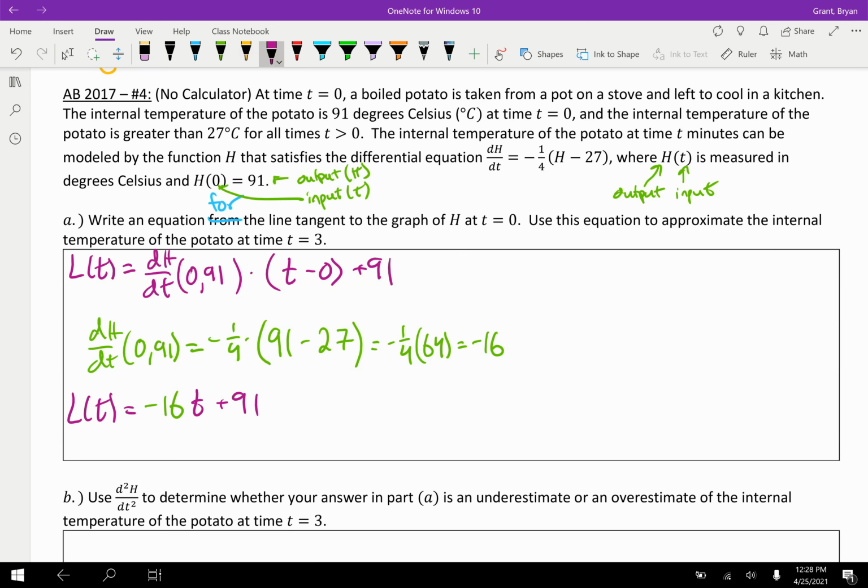Use this equation to approximate the internal temperature of the potato at a time of 3. So what are we doing here? Well, the internal temperature is the heat of the potato, so we're trying to find H(3). But we don't have the equation for H, so H(3) will be approximated by my linear approximation at 3, which means that H(3) is approximated by, switching colors again, -16 times 3 plus 91. And I'm not going to simplify here. I don't need to do anything else with that, so why bother to simplify? We're done.